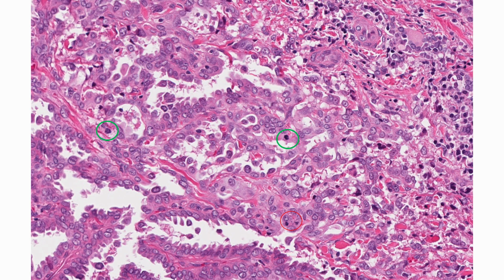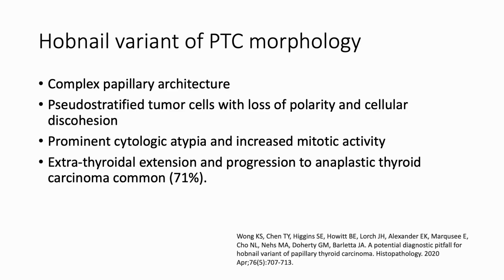In this picture, we see hobnail morphology, increased nuclear atypia and mitotic activity, cellular discohesion, and loss of nuclear polarity, all indicating a high-grade aggressive tumor. To summarize the morphologic features of hobnail variant of PTC, the tumor forms complex papillary and micropapillary architecture. The tumor cells are often pseudostratified with loss of polarity and cellular discohesion. There is prominent cytologic atypia and increased mitotic activity.